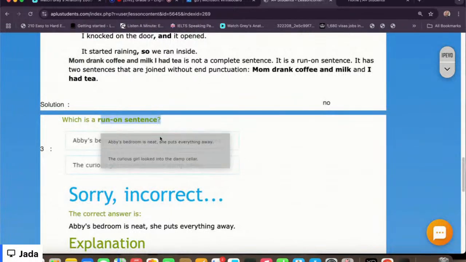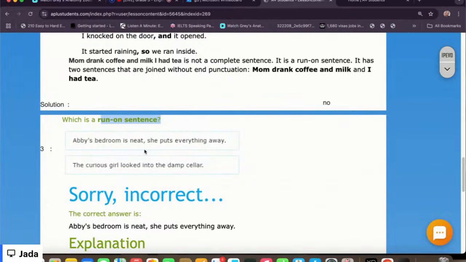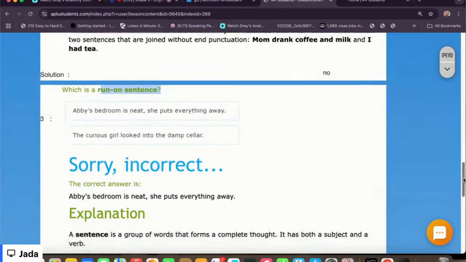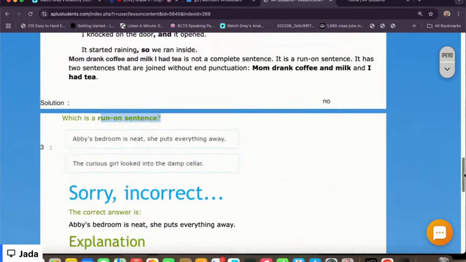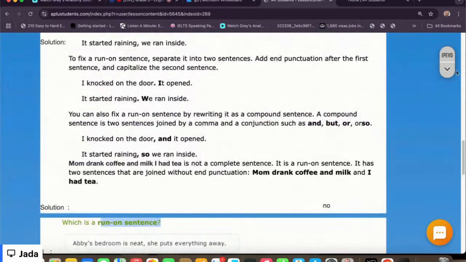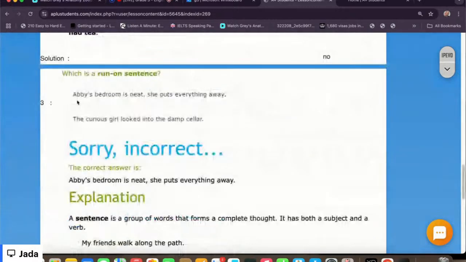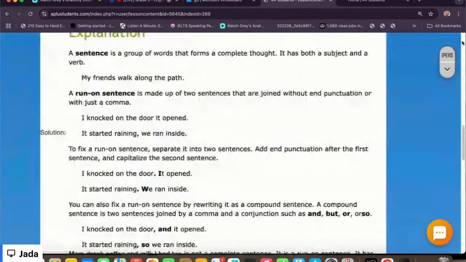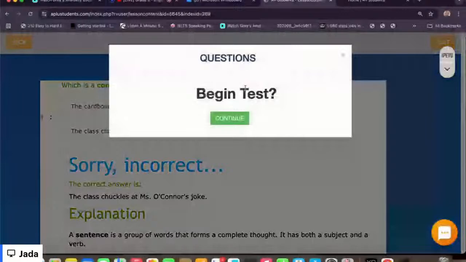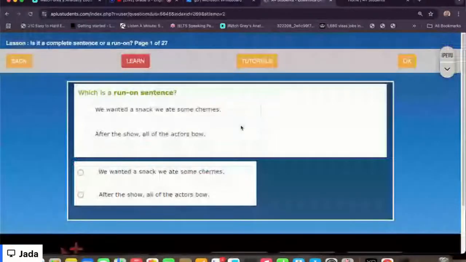"Abby's bedroom is neat. She puts everything away." "The curious girl looked into the damp cellar." So what's this one? Run-on or complete sentence? What would be the run-on here? "Abby's bedroom is neat. She puts everything away." So it has to be the first one. Okay? Okay, moving on to the test. You can share your answers as usual. What is the run-on sentence here? So give me the answers.